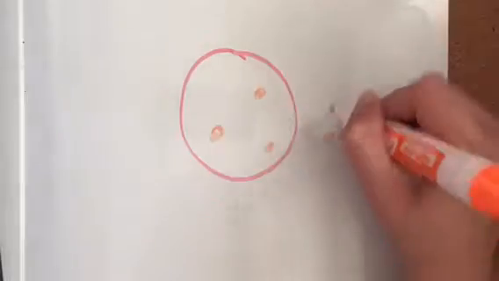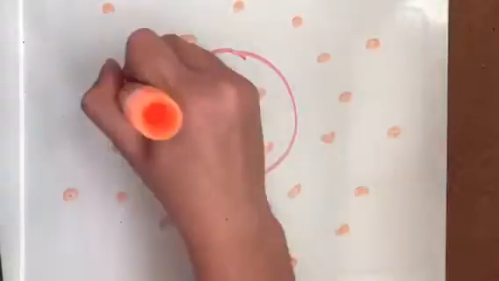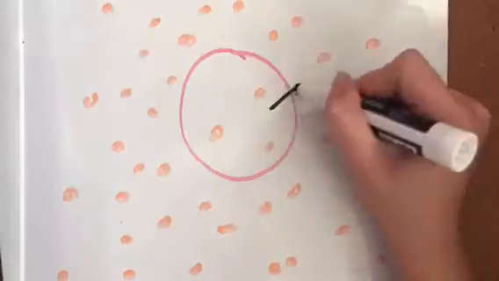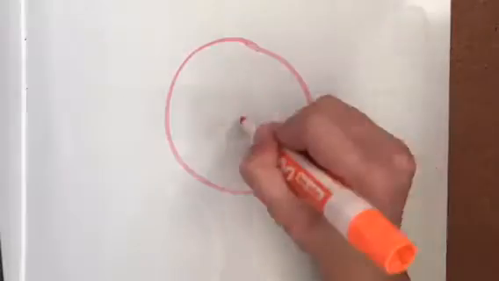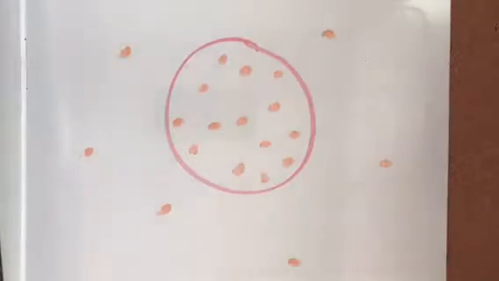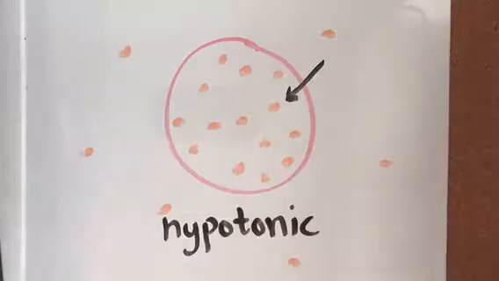A hypertonic solution is when there is a higher concentration of water on the outside of the cell than the inside. An animal cell in a hypertonic solution will lose water and shrivel and might die. A hypotonic solution has a higher water concentration in the cell than the outside. An animal cell in a hypotonic solution will gain water molecules, causing it to possibly lyse or burst.